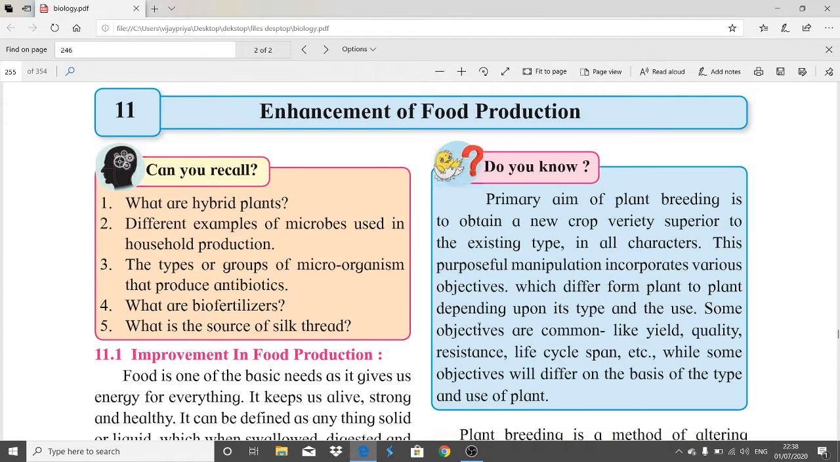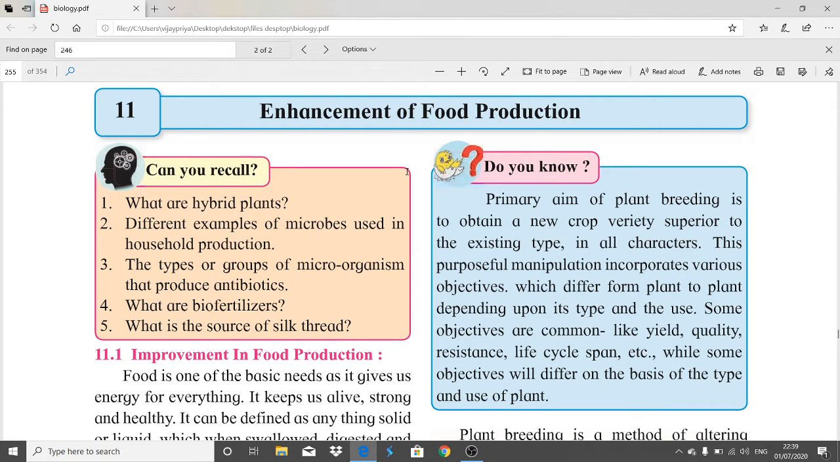Hello students. So we are going to discuss this lesson, enhancement of food production, and I'm not going to prepare the PowerPoint presentation for this lesson because as far as the weightage is concerned, the enhancement of food production carries only 3 marks. So it's not that important; only multiple choice questions or very short answer questions can be asked on this topic.